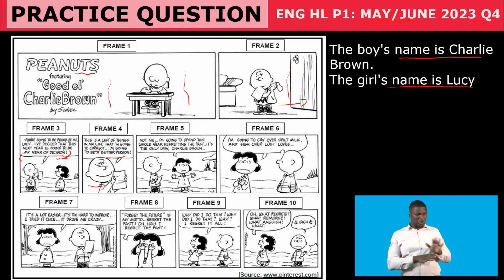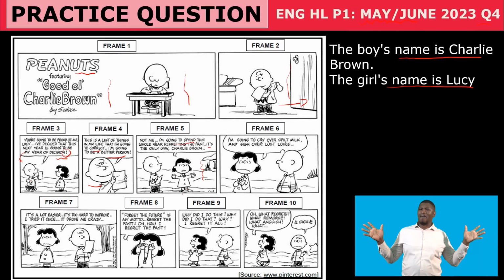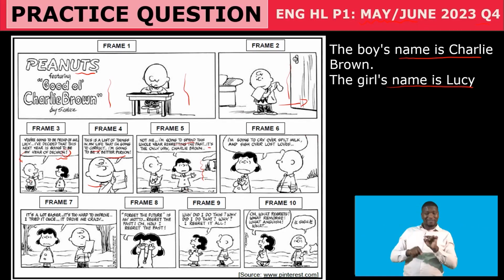Now she says, "Not me. I am going to spend this whole year regretting the past. It's the only way, Charlie Brown." Look at her arms outstretched. Look at the worried facial expression. In frame 6, she says, "I am going to cry over spilt milk and sigh over lost loves." The mouth is downturned, her arms are up, and poor Charlie Brown doesn't know what to say.